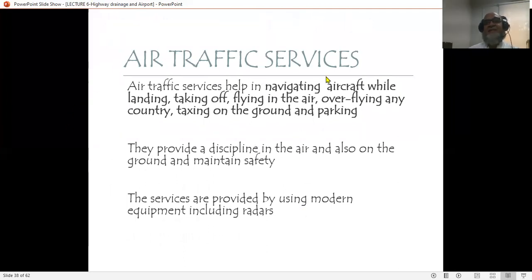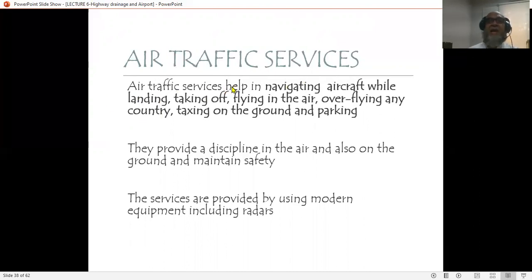This is ATS. With the crash of an unfortunate aircraft just recently, this has been highlighted everywhere. So actually, what does an ATS do?